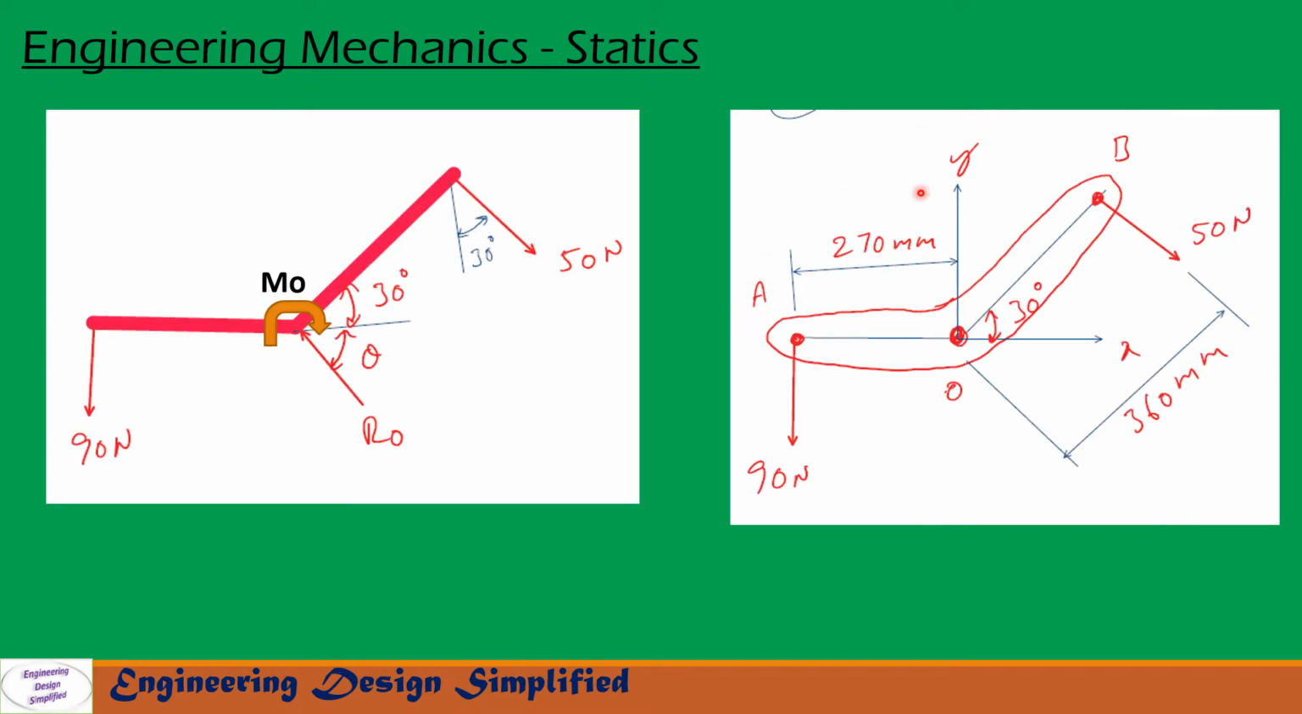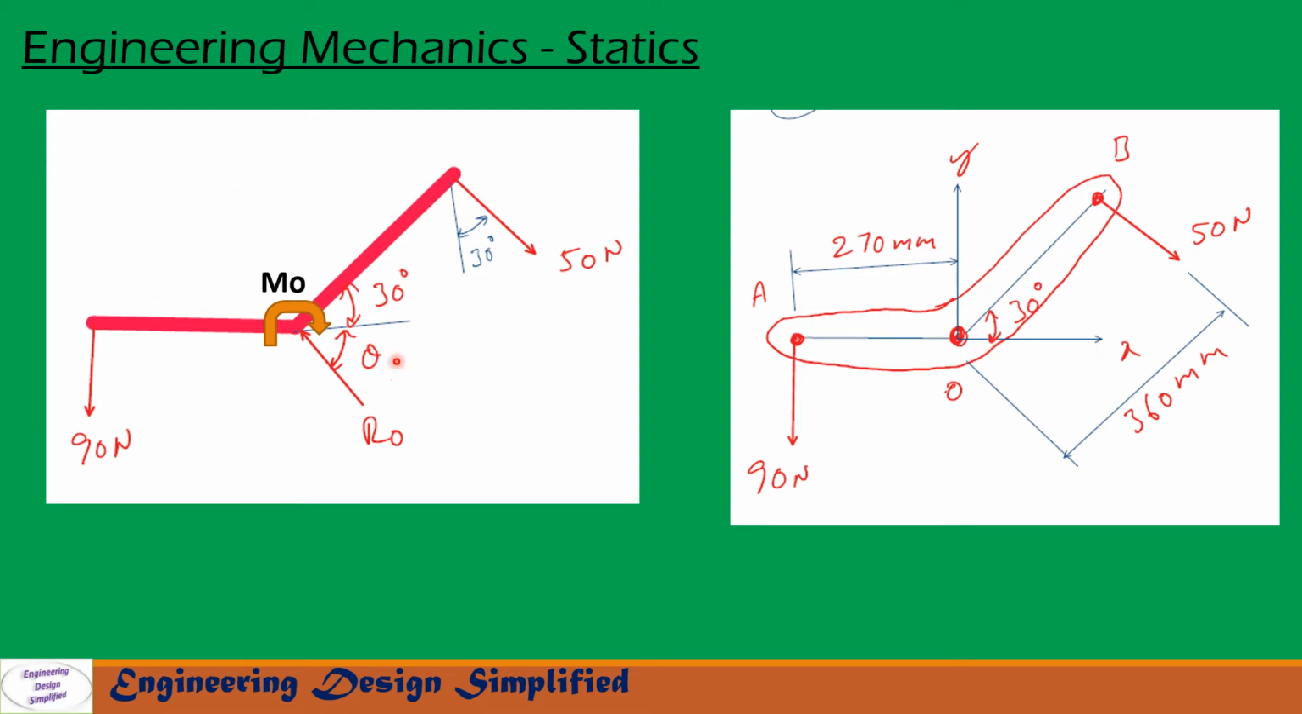Here we have redrawn the picture that is shown in the previous slide. So this length is 270 millimeter and this length is 360 millimeter. Force here is 50 newtons acting towards this and force here is 90 newtons acting towards this. So the angle between this side of the member and the horizontal is 30 degrees.